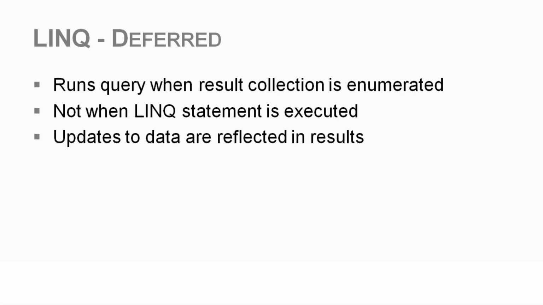So that means that the updates to data are reflected in the results. So if we've created a LINQ statement, perhaps at the beginning of our class construction, but we don't actually enumerate the collection until a user has some sort of action input to us, the user is going to get the benefit of any updates that happened from other threads or other users on that data, because the actual query of the data wasn't run until that user action. So that means the data is as fresh as it can be.